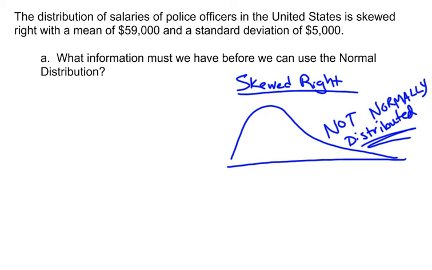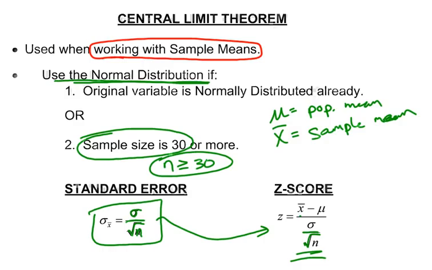We can't use it with looking at one individual. We can't use the normal distribution because we don't have it. In order to use this, we have to go back to our rules, and I'll flip back real quickly. The rules on the CLT. We do not have the original variable being normally distributed. So we must get a sample size that is 30 or more.